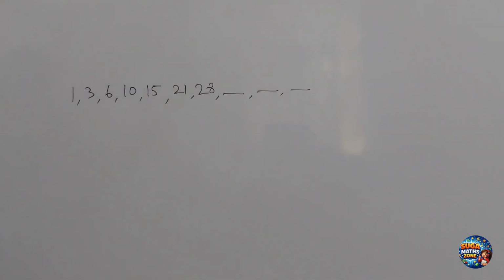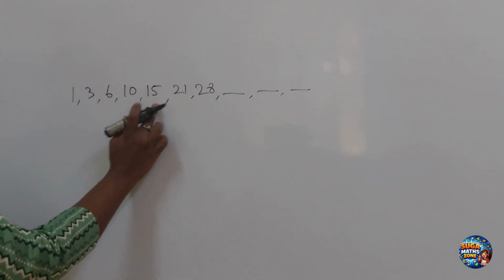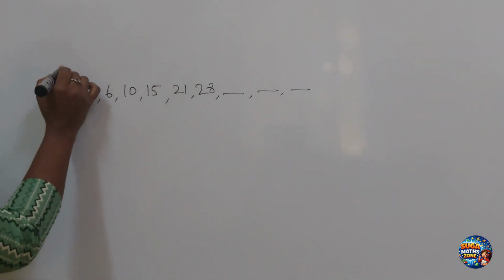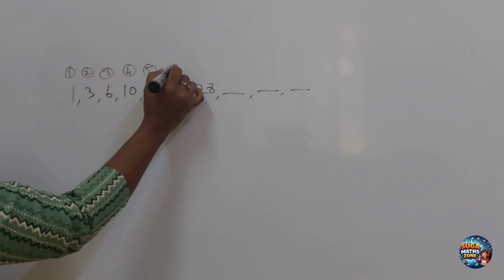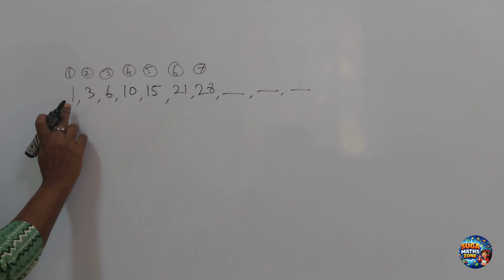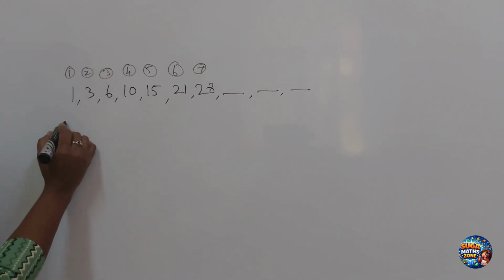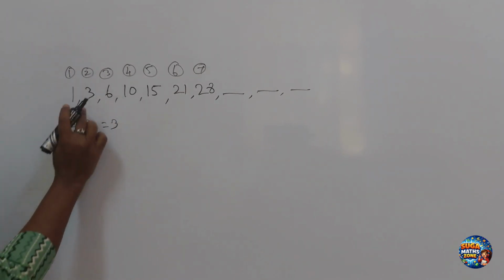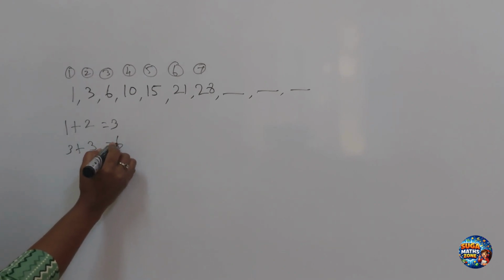The next one is triangular numbers. In your textbook they are giving 7 numbers: 1, 3, 6, 10, 15, 21, 28. For these 7 numbers we get 7 positions: 1, 2, 3, 4, 5, 6, 7. Here the rule is adding the previous number to the next position to get the next number. The previous number is 1, the next position is 2, so I get 3. The previous number is 3, the next position is 3, so I get 6.